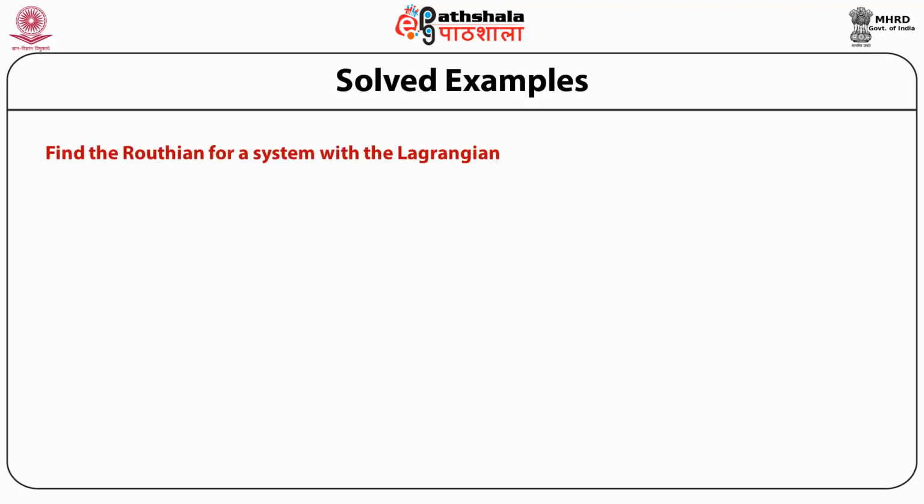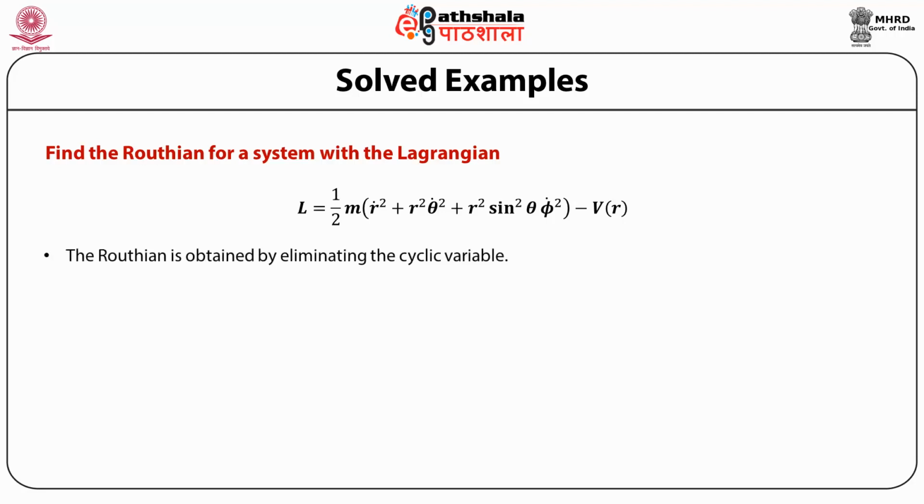As a final example, we calculate the Routhian for a system whose Lagrangian is given by half m (r dot square plus r square theta dot square plus r square sin square theta phi dot square) minus V of r. So the potential depends only on the coordinate r, and we don't have any dependence on phi, so phi is a cyclic variable. So the Routhian is obtained by eliminating the cyclic variable.